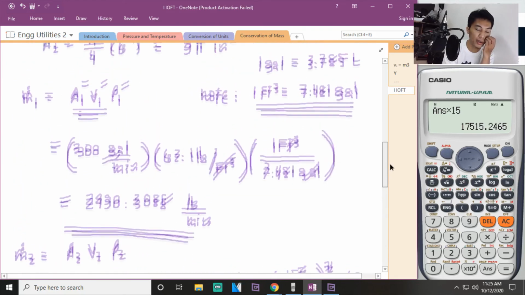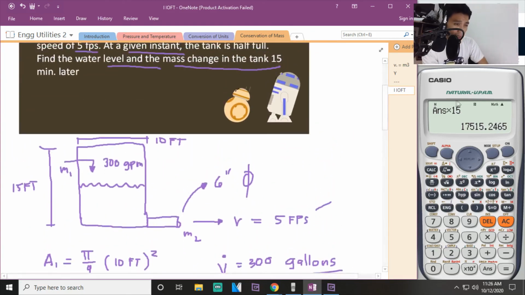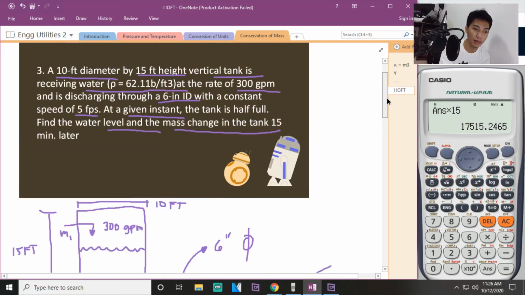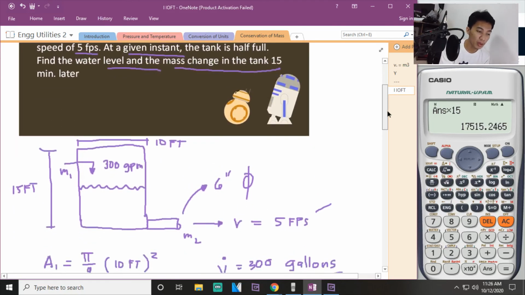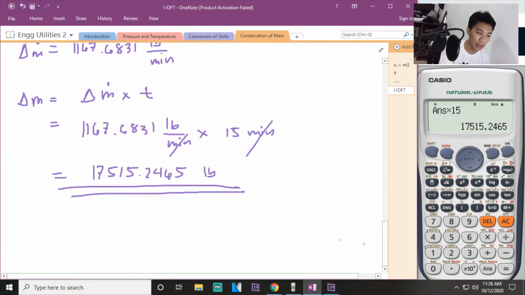Hahanapin mo naman ngayon yung water level niya at the end of 15 minutes. Find the water level after 15 minutes. Kung half full siya, so ano ba yung volume niya? Yung total volume niya, sabi dyan, at a given instant, total volume is half full o si 1/2.